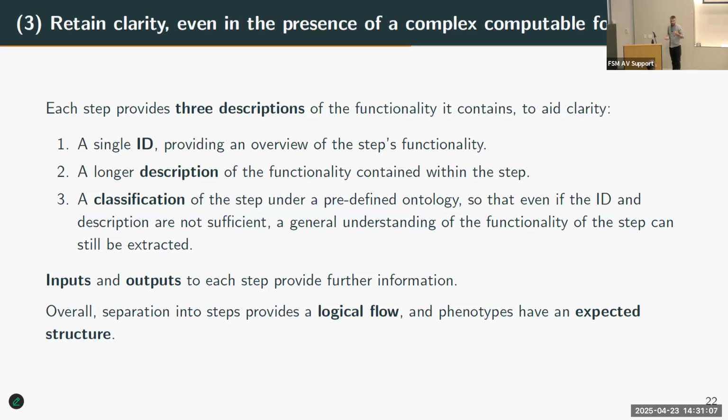And the whole goal here then is to feed into this clarity. If things are clearer, as with all the other benefits I've mentioned, they're fairer, more reusable, and then we have this fairer phenotype landscape. Other things that help with clarity: inputs and outputs. Remember I mentioned at the functional layer, this metadata that we have. And overall, having this logical flow to the phenotypes and having expected structure all feeds into clarity. It's all very helpful.